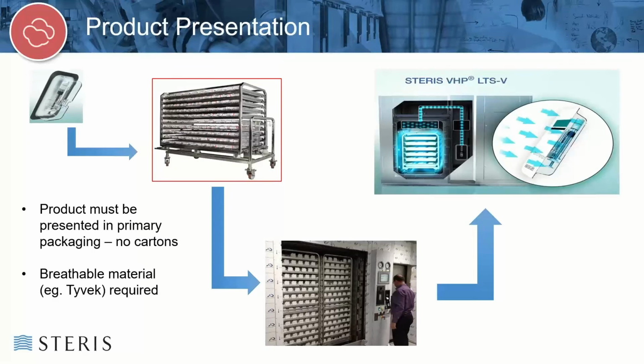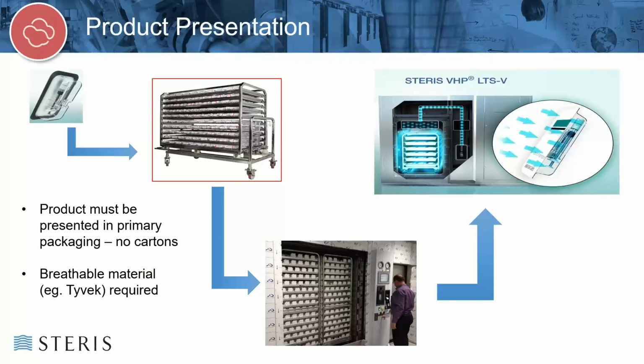As I said then, since VHP doesn't work with cellulose, we can't process products in bulk within cardboard cartons. And for this reason, we have to present our product just in their primary packaging on shelves of a stainless steel loading cart that you can see here in the top left corner. And as VHP is a strict surface sterilant, this product packaging, be it a pouch or a blister pack, needs to have some sort of a breathable layer, such as Tyvek, that will allow the VHP to pass through that breathable layer, reach the surface of the product to sterilize it, and then be removed at the end while maintaining that sterile barrier.